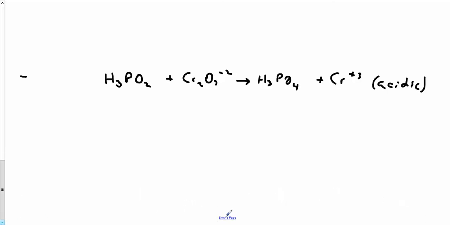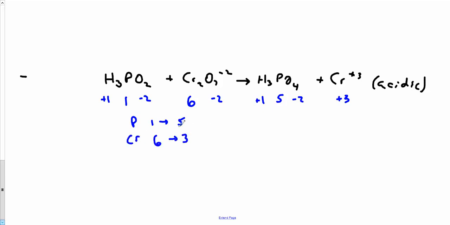Now this guy is in an acidic solution, so first thing I'm going to do is assign oxidation numbers. I'm going to get a -2, I'm going to get a +1, 4, looks like P is a 1, -2, 14, looks like that Cr is a 6, +1, -2, -8, looks like P is a 5 here, and Cr is going to be a +3. So it looks like P is going from 1 to 5, and Cr is going from 6 to 3. One is up, one is down.